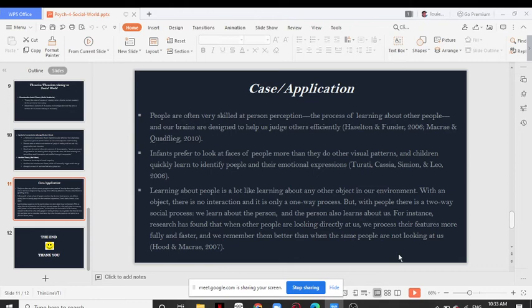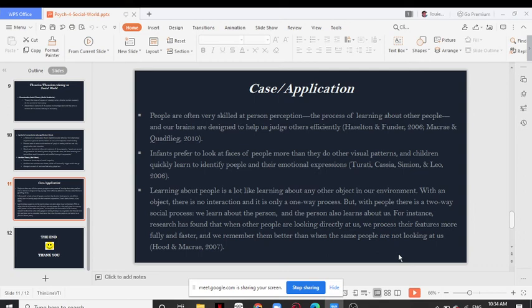Learning about people is a lot like learning about any other object in our environment. With an object, there is no interaction and it is only a one-way process. But with people, there is a two-way social process. First, we learn about the person, and the person also learns about us. For instance, research has found out when other people are looking directly at us, we process their features more fully and faster, and we remember them better than when the same person is looking away from us.